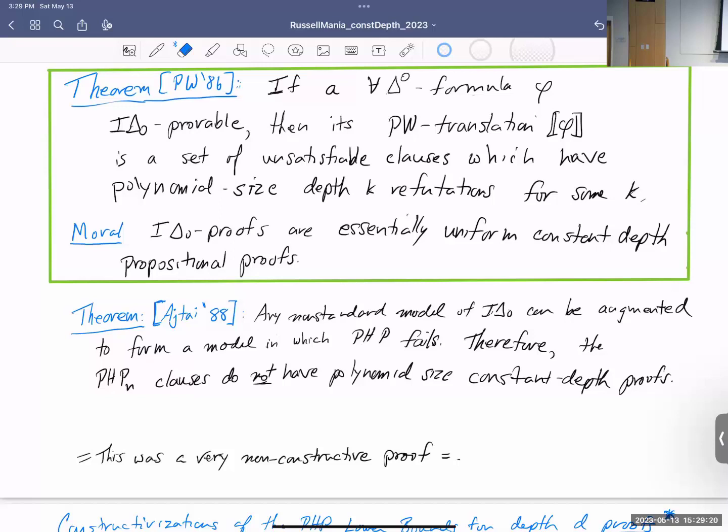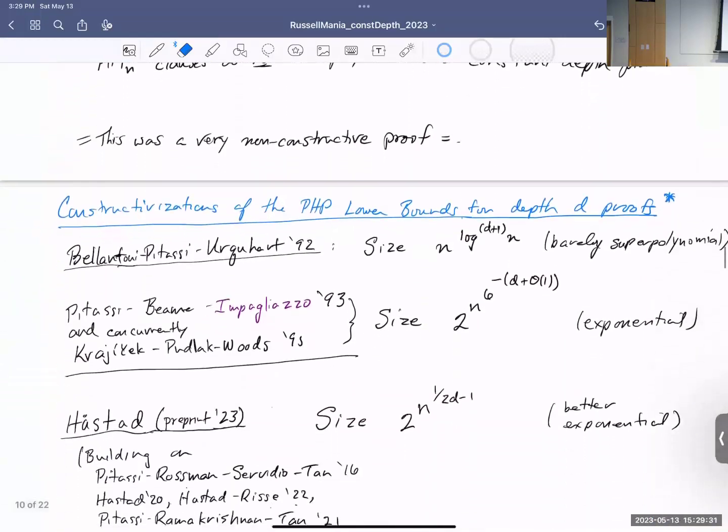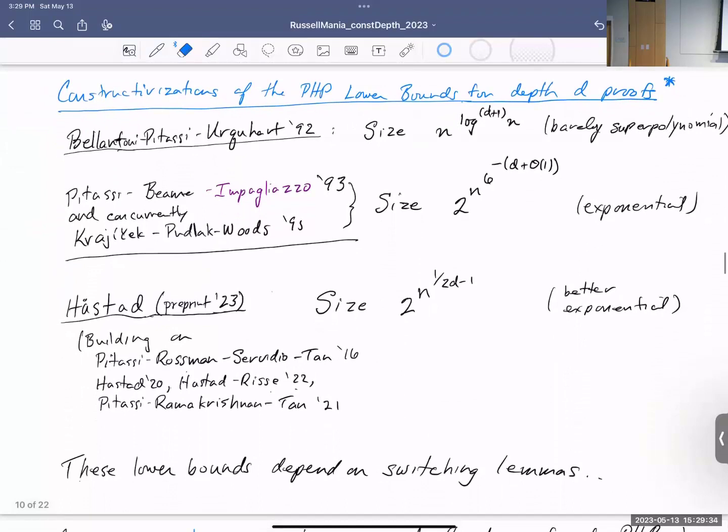This proof was very non-constructive. Oliver Korten gave a really nice presentation a few weeks ago at the Simons Institute. Very non-constructive, but this was a challenge to people like Toniann and others in the audience. She and her co-authors, Stephen Cook and Alasdair Urquhart, were able to dig into this and give an n to the log applied d+1 many times to n lower bound, which is super polynomial, on the size of constant depth, depth d proofs of the pigeonhole principles.